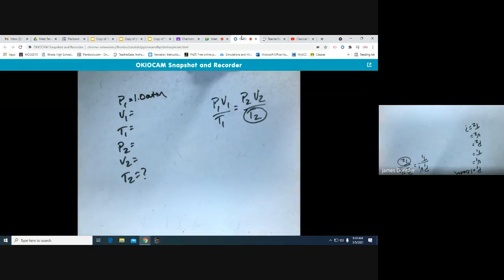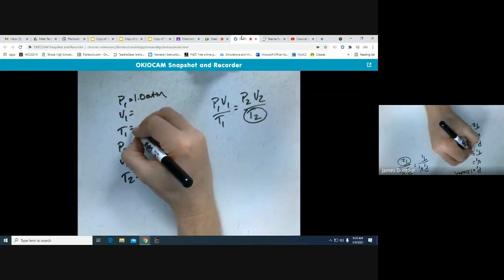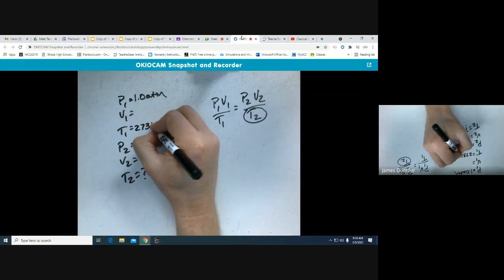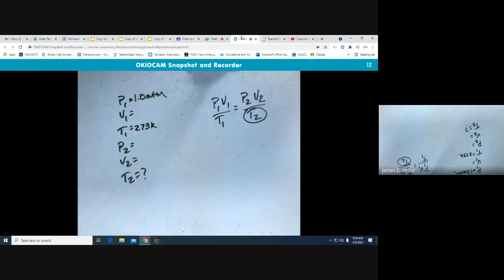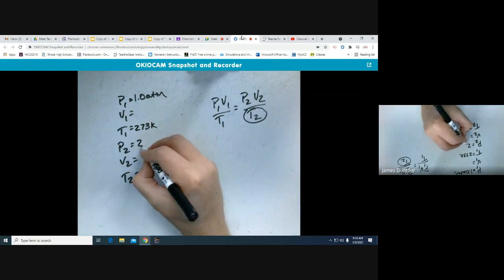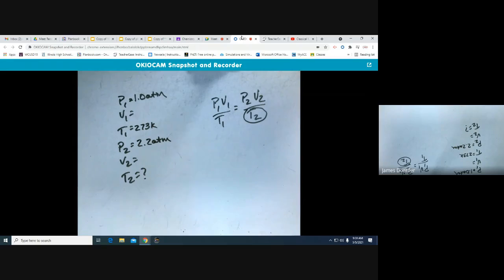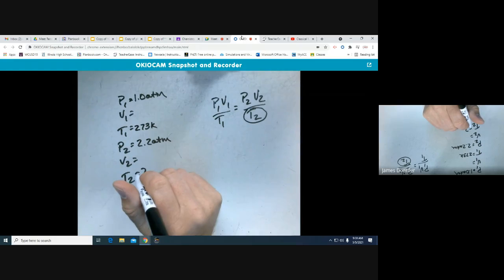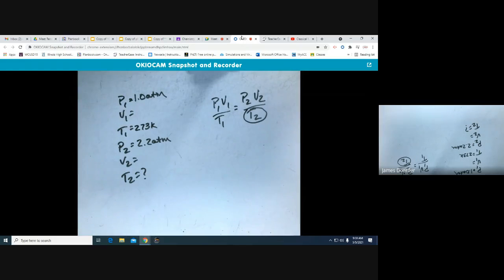1 atm. What is my initial volume? Let's come back to this one. What's my initial temperature? So 0 degrees Celsius into Kelvin. Okay. What's my final pressure? We are trying to find T2. And do we know what our final volume is? What's that? Or half the initial.